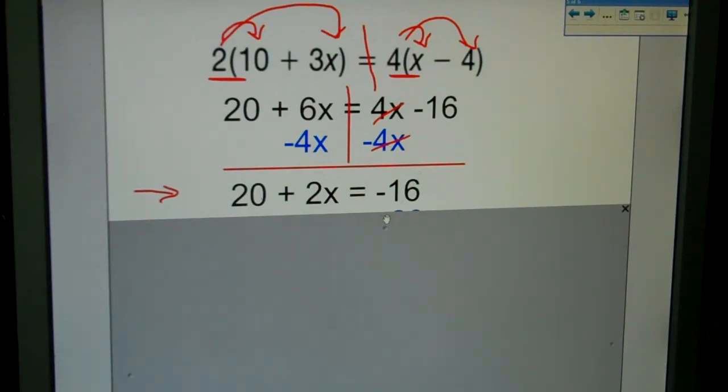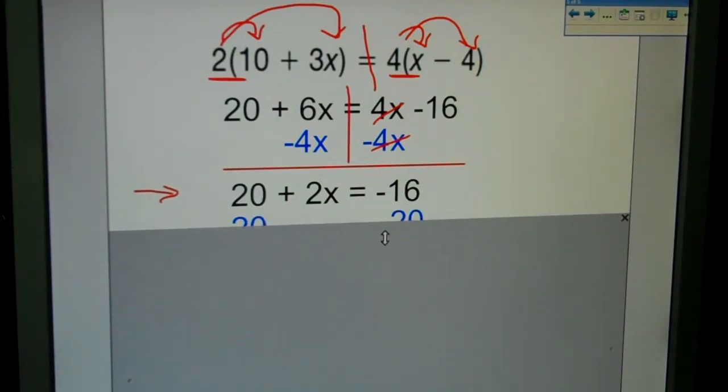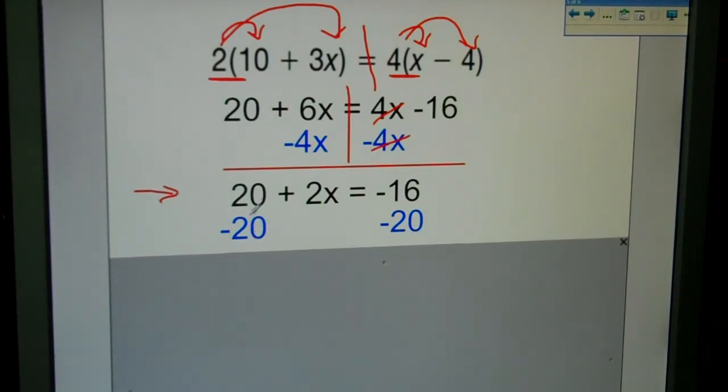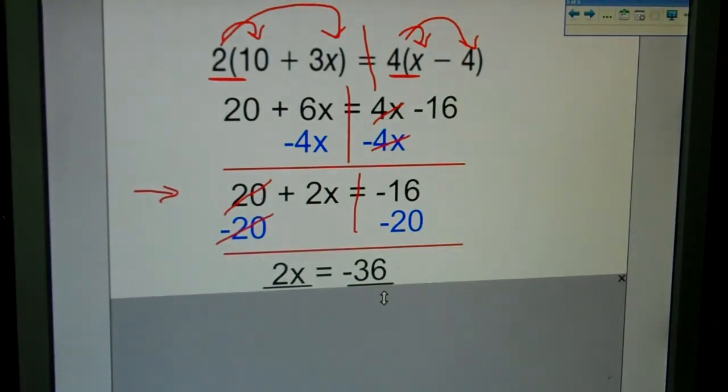That's gone. Well, I still got a number over here, a constant. I need to get him on this other side. So what's the inverse of positive 20? Minus 20. I've now made a 0 pair and canceled that. And I also did it on the other side as well. And negative 16 minus 20. Let's see what my new equation is. 2x is equal to negative 36.